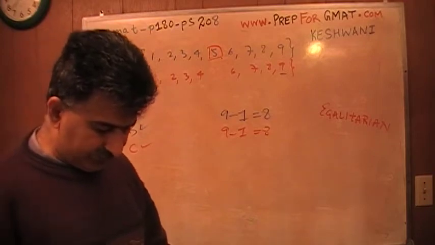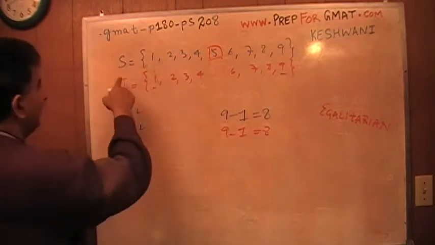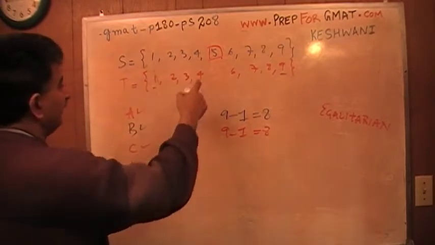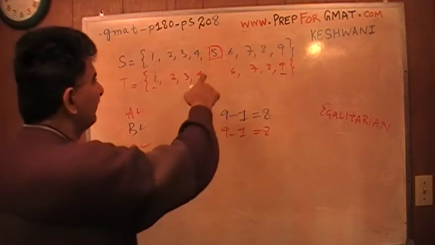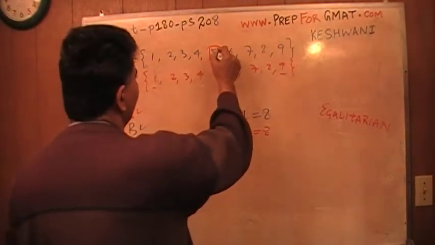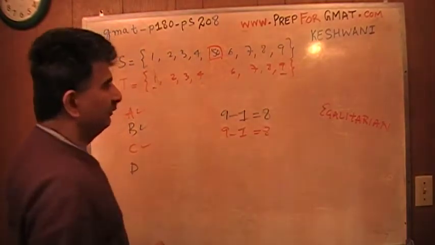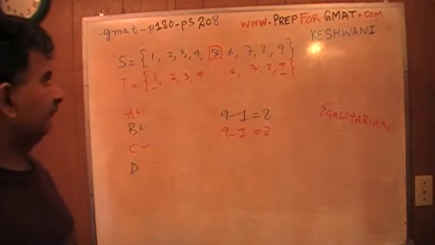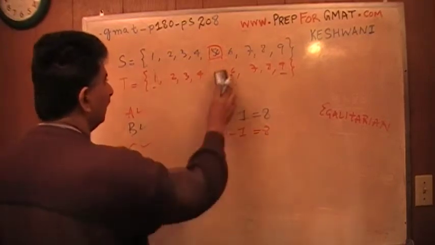D says the mean of S is greater than the mean of T. Can the average of S be greater than the average of T? The answer is why not? For example, if instead of 5, this would have been 5 million or 50, the mean of S would be more than the mean of T. Or vice versa. The mean of this guy could be more than this guy. Why not?